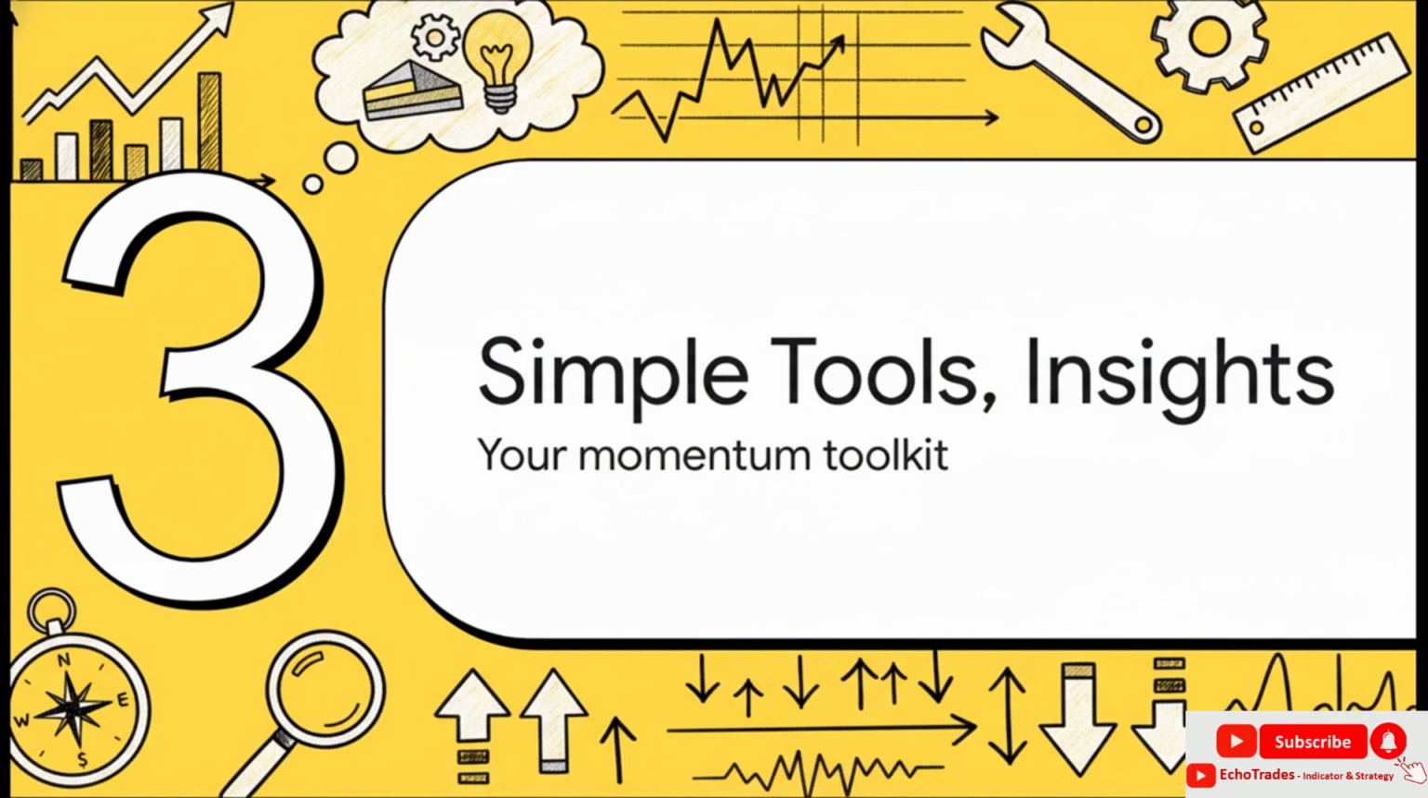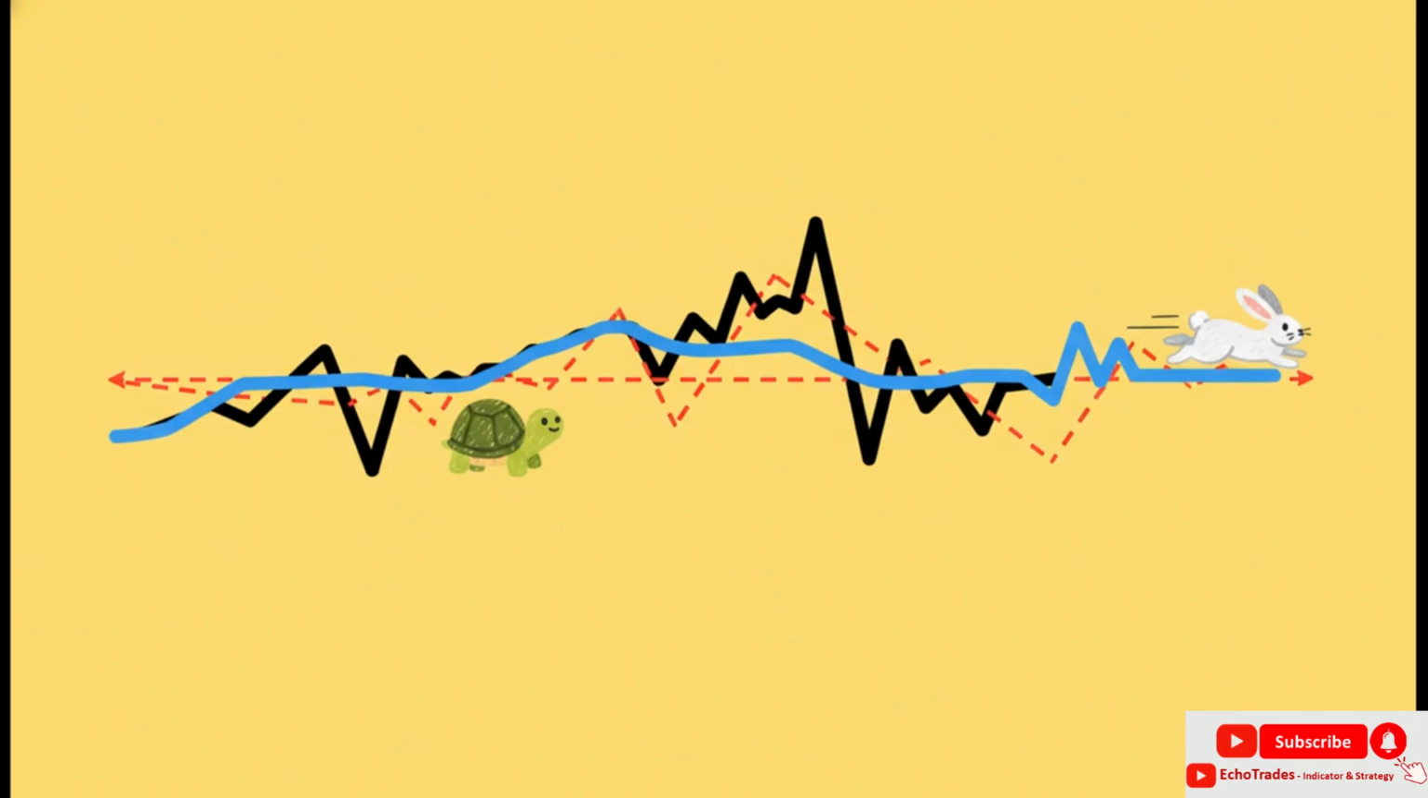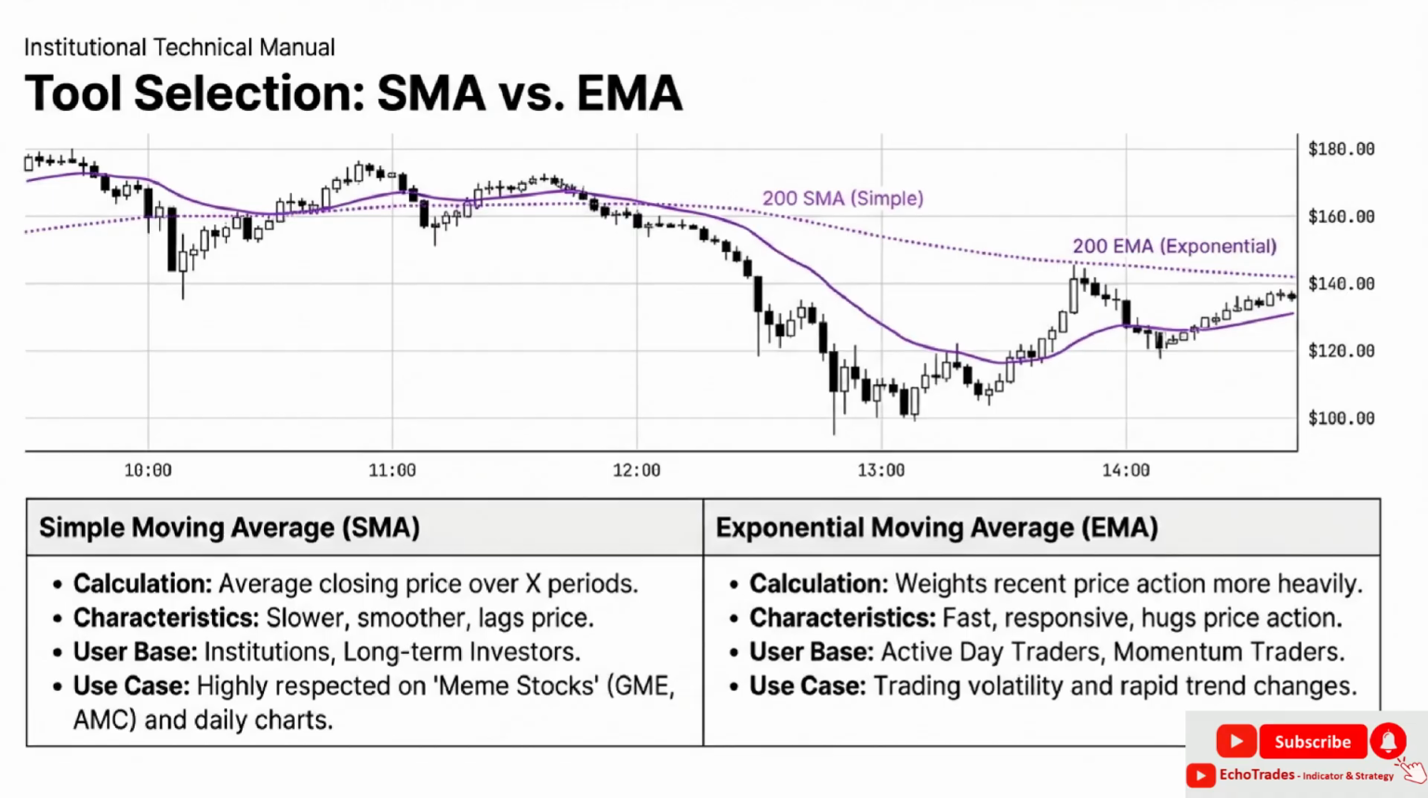Okay, so we've got the why behind these things. Now let's get into the what. Let's assemble the specific tools we need to actually read that market language. So there are really two main flavors we're going to focus on. First up is the simple moving average, or SMA. Think of this as the slow and steady one. It's smoother, and it's what big institutions and long-term investors watch. Then you have the exponential moving average, the EMA. This one's the fast mover. It reacts way quicker to price changes, which makes it the go-to for active short-term traders.